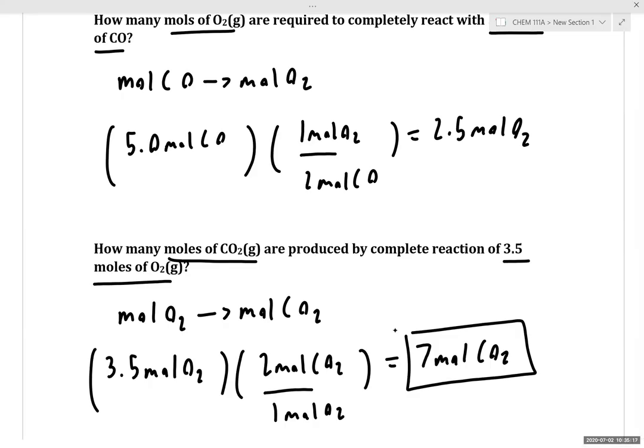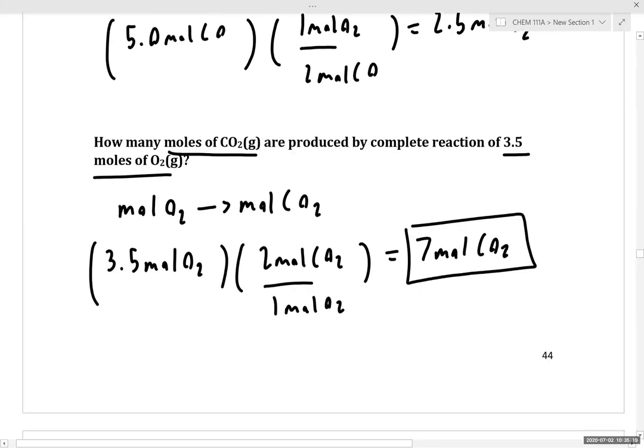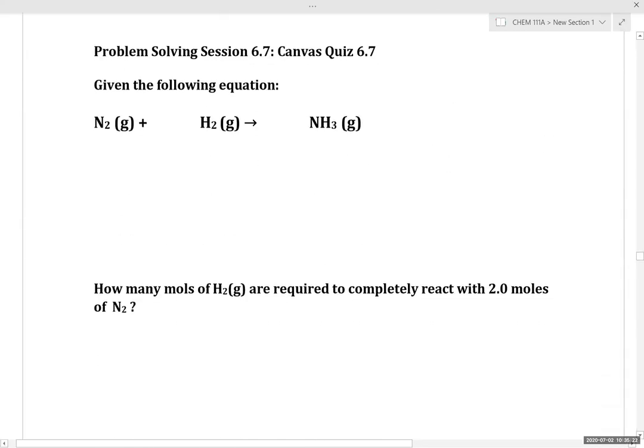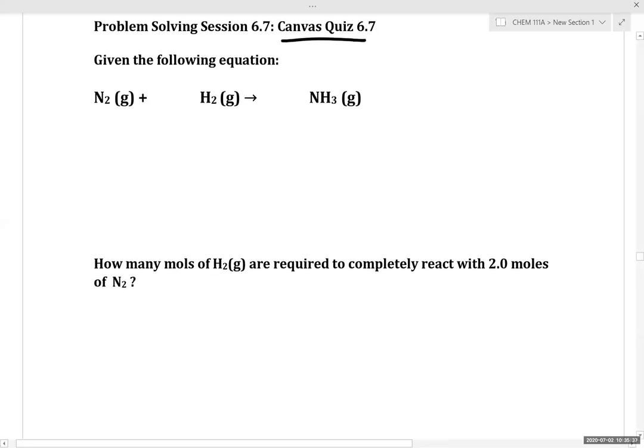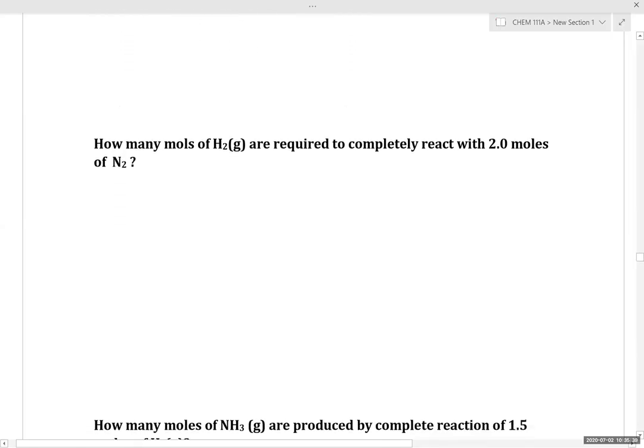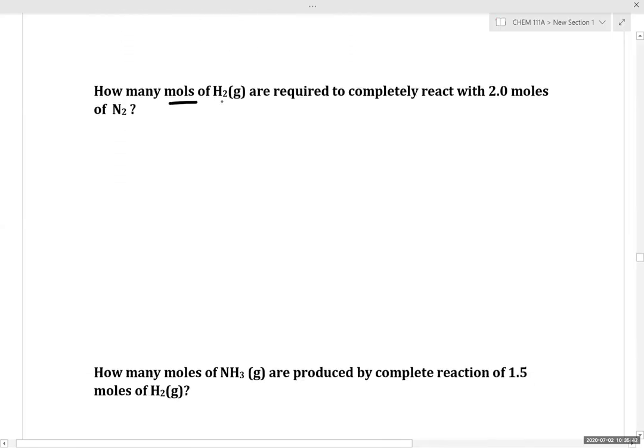So as I don't see any questions in the chat, let's keep going and let's work on the following example via Canvas quiz 6.7, or you can submit your responses in the chat. So given the following equation, notice it's not necessarily balanced. I'd like you to answer the following 2 questions. So how many moles of hydrogen are required to completely react with 2 moles of nitrogen? And how many moles of ammonia are produced by complete reaction of 1.5 moles of hydrogen?